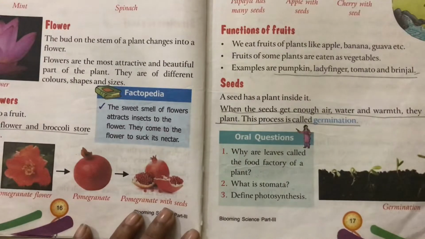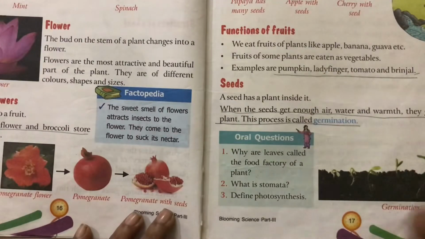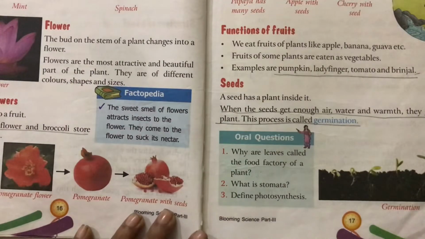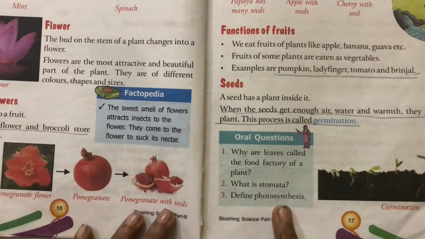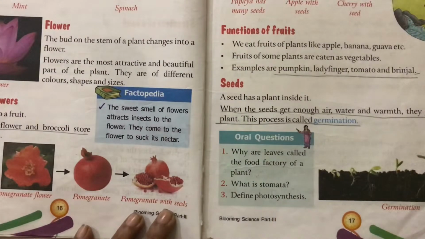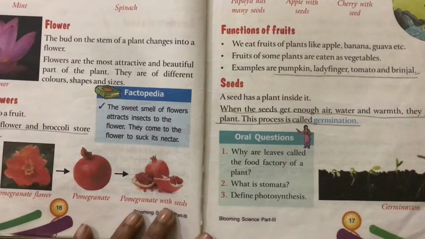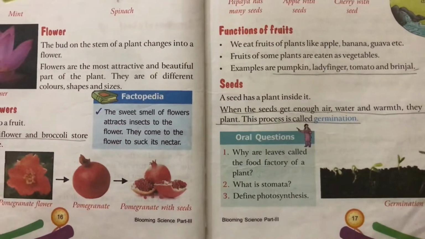Stomata are tiny pores present on the surface of the leaf that help them in breathing. With the help of stomata, they exchange gases. That is, they take in carbon dioxide and they release oxygen. Okay. Define photosynthesis. What is photosynthesis? The process by which plants make their food with the help of air, water and sunlight is called photosynthesis.